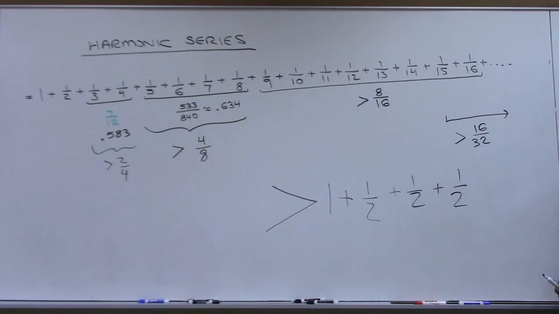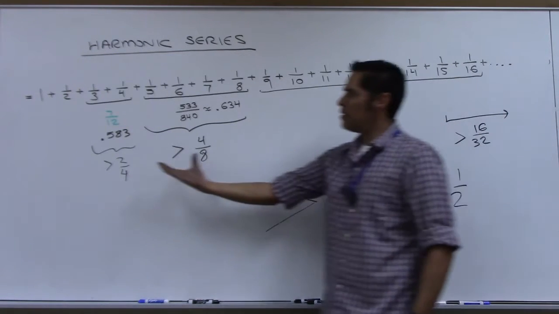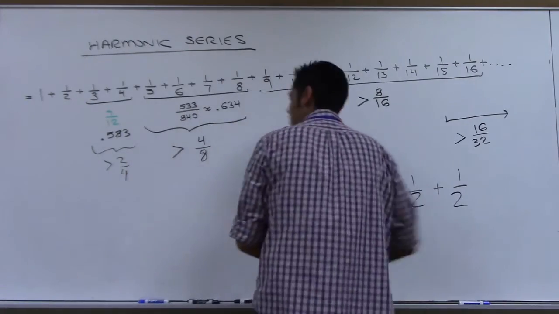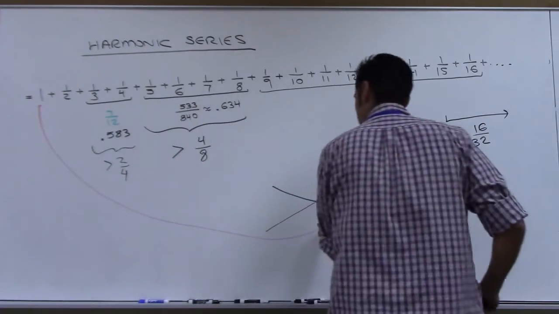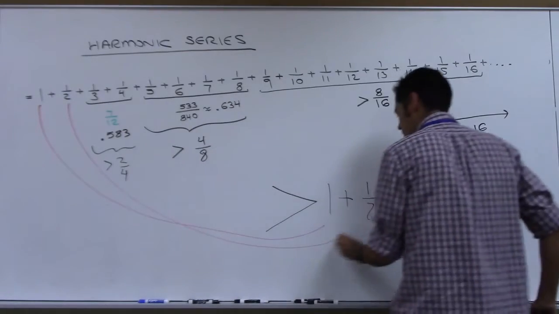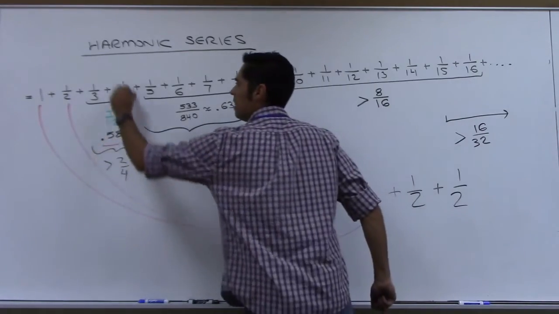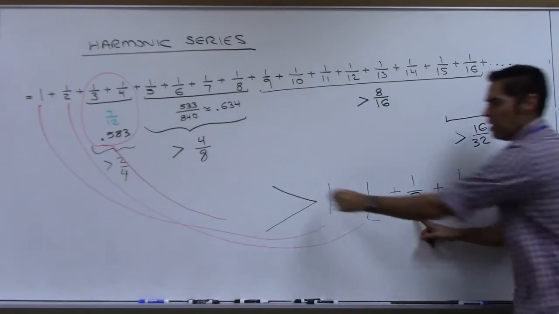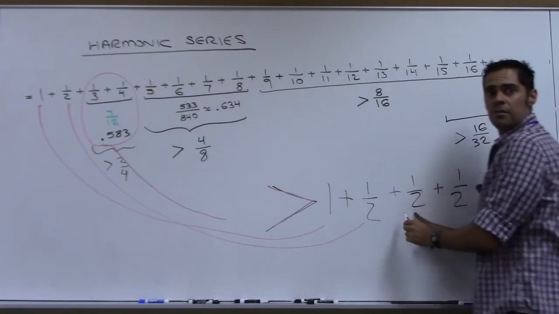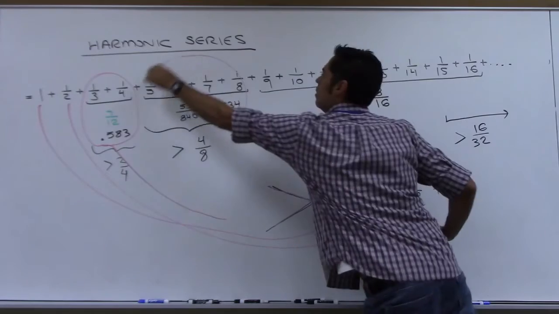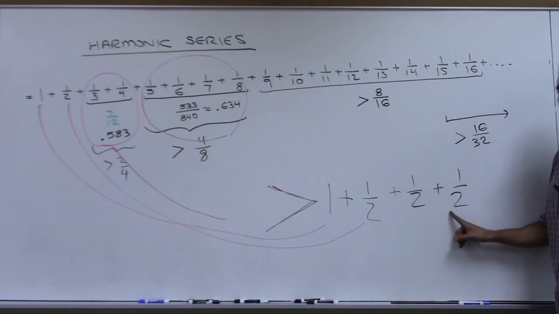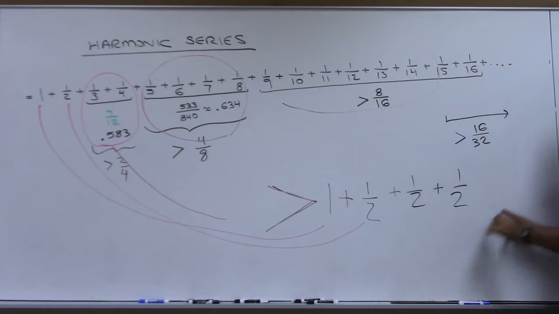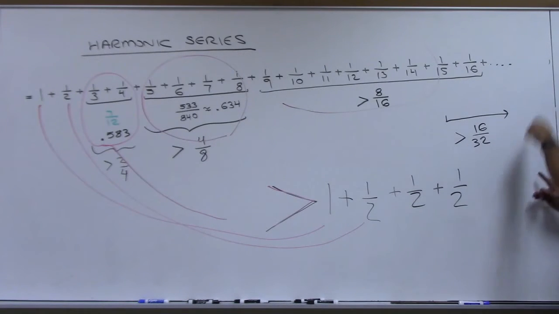Are y'all following? No, I felt like I lost you there. This is bigger than a 1/2, right? So the things I'm trying to match up, these are the same. These are the same. This right here is bigger than that, right? That's why I'm saying this sum is bigger than this. The next group of 4 is bigger than another 1/2. And the next group of 8 is bigger than the next 1/2. And the next one and the next one.